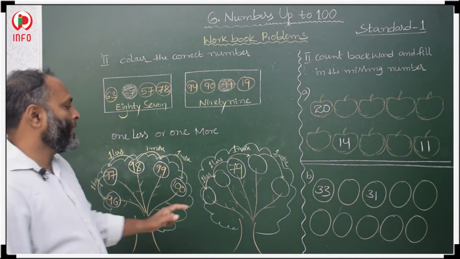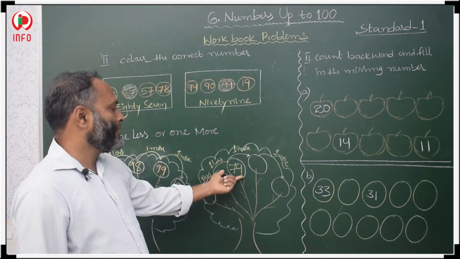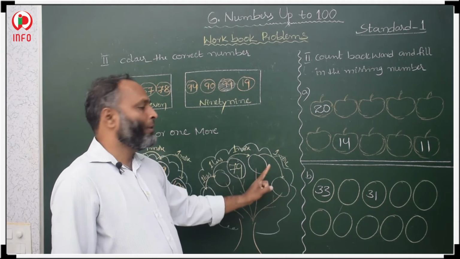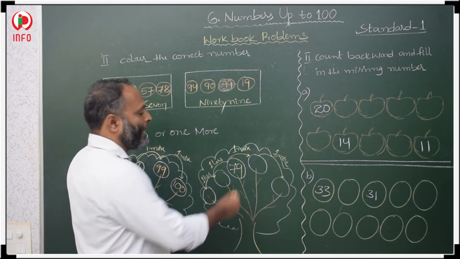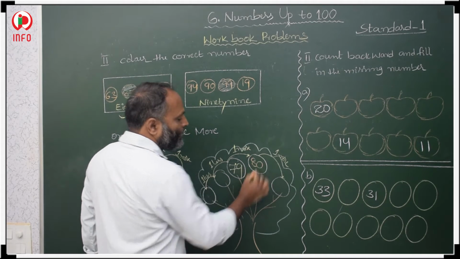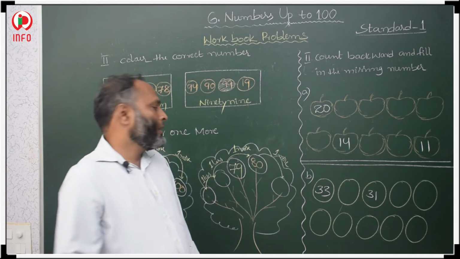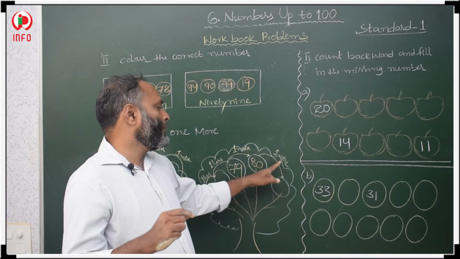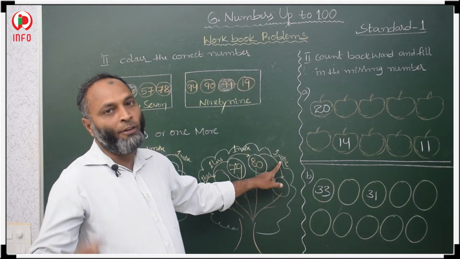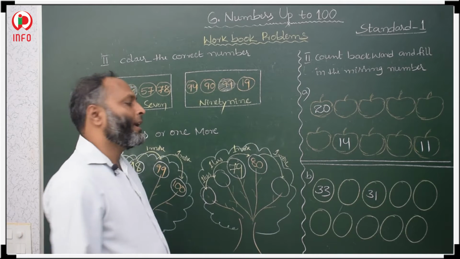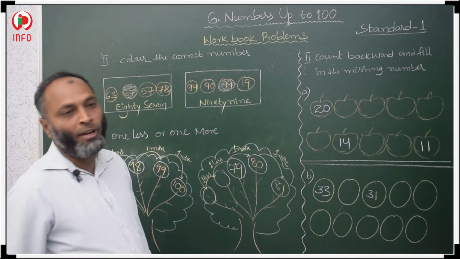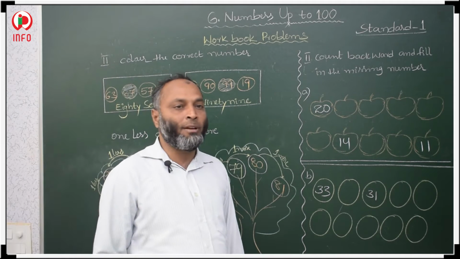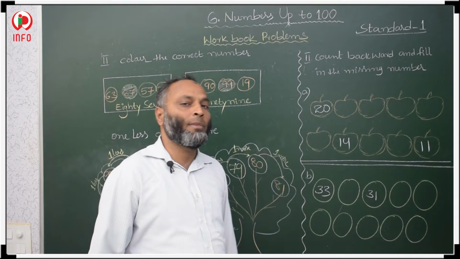Now here 79. 79 one more means the very next number after 79. 80. Then 80 one more again, the after number is 81. One more means the very next number, very next means the after number.